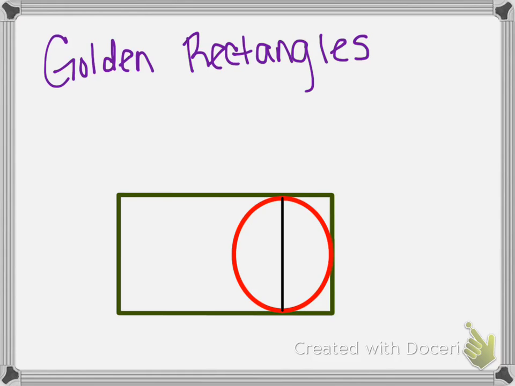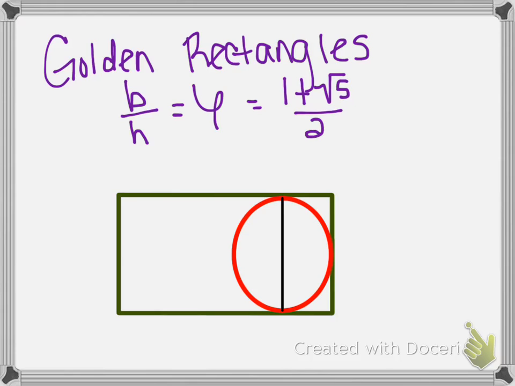First thing I want to make sure that we're comfortable with is, what is a golden rectangle? Well, a golden rectangle is when we take the ratio of the base divided by the height, and it gives us phi. Phi, more specifically, if we wanted to give it a number, is 1 plus the square root of 5 over 2. Okay, that's what phi equals.